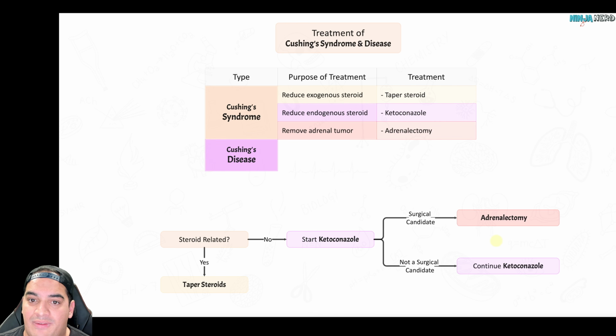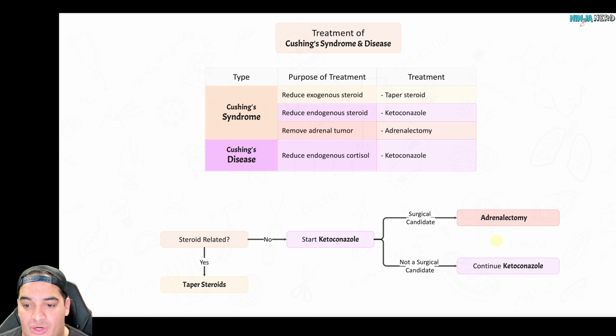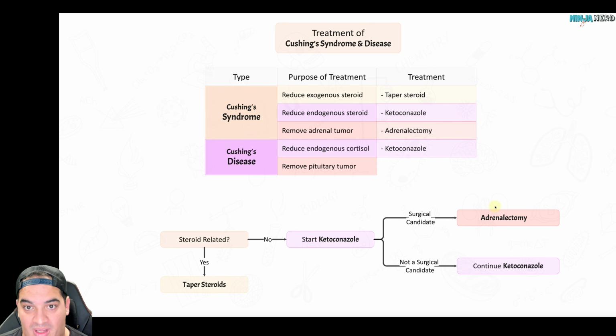Cushing's disease is a little bit different, right? So it's a pituitary problem or it's a small cell carcinoma problem with the lung. You have to, again, for these patients, regardless, reduce their endogenous production of cortisol. So they're going to continue to keep pumping out ACTH. That's going to tell the adrenal cortex to continue to make cortisol, so at least suppress the pathological effects of the high cortisol by giving them ketoconazole. And again, for these patients, you're not going to be doing an adrenalectomy because the adrenal gland is not the problem. It's the pituitary gland that could be the problem.